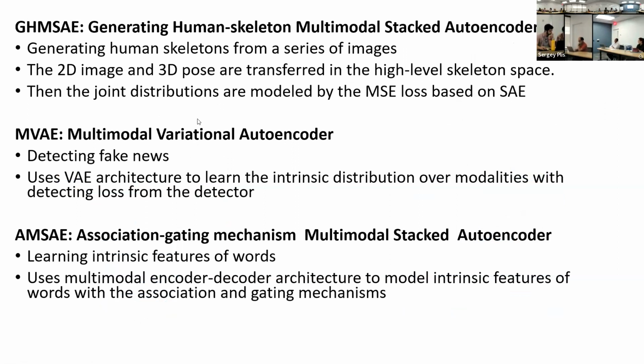There are other multimodal models like GIS and SAE, generating human skeleton from a series of images. In this case, the 2D image and 3D photos are transferred into the high-level skeleton space. Then the joint distributions are modeled by the MSE loss based on stacked autoencoder. And the other one is the multimodal variational autoencoder for detecting fake news, which uses a variational autoencoder architecture to learn the intrinsic distribution of the modalities with detection loss from the detector. And another one is the association gating mechanism multimodal stacked autoencoder, learning intrinsic features of words. They use the multimodal encoder and decoder architectures to model intrinsic features of words with the association and gating mechanism.